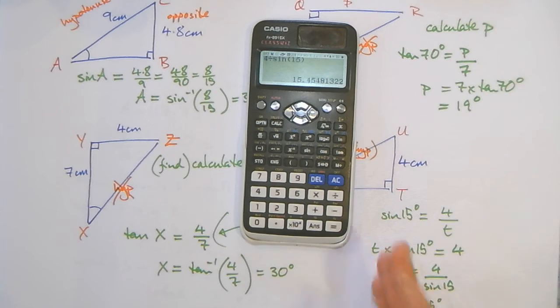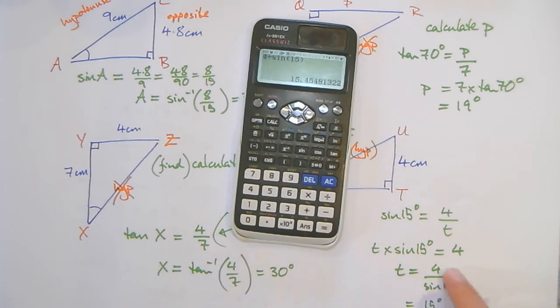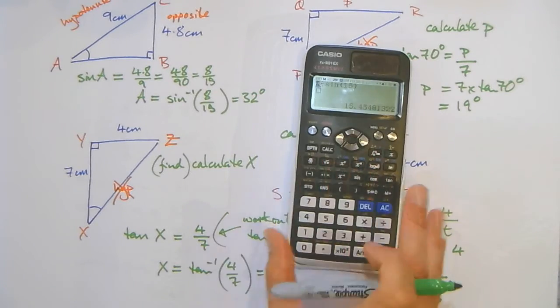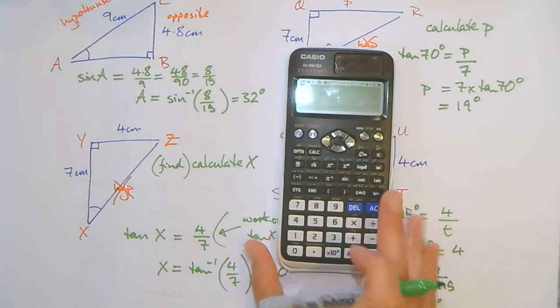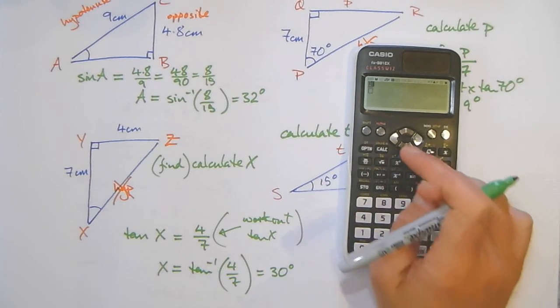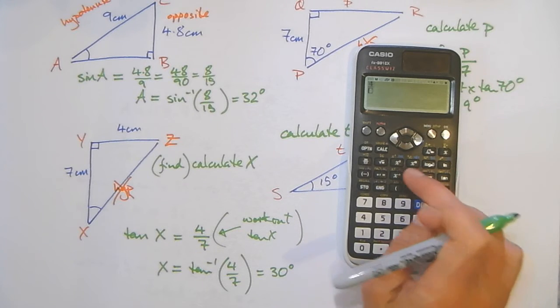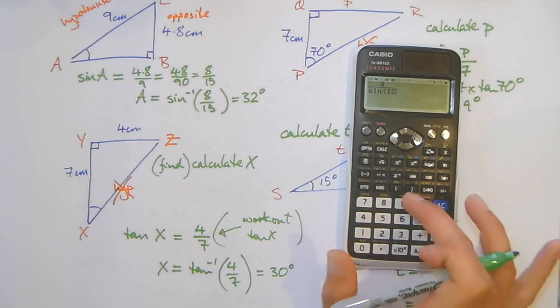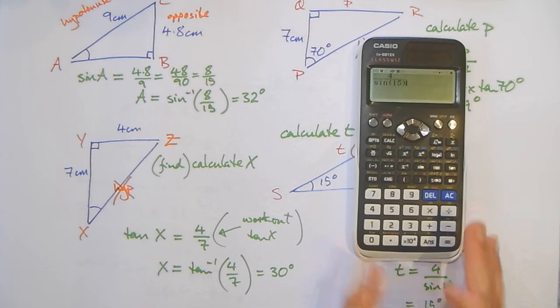Okay? How else could I have written that? Oh, look, it looks like a fraction. If I type that in as a fraction, I'm just going to move the calculator so it's not shining in the glare. If I put 4 in the numerator and sine 15 in the denominator, closing that bracket, I get the same answer. Okay?